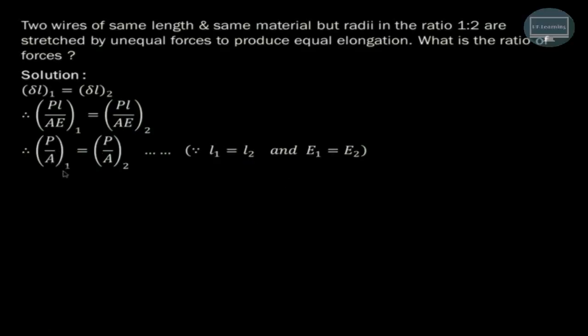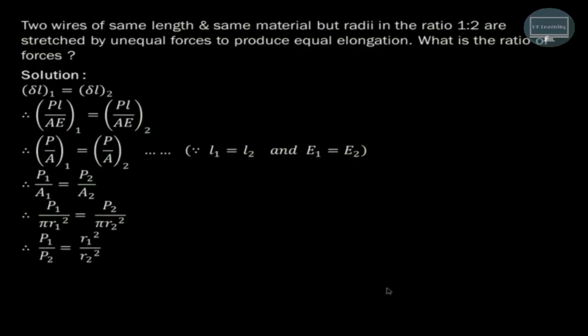So we are left with only P upon A for the first wire is equal to P upon A for the second wire. So P1 upon A1 is equal to P2 upon A2. Now the cross-sectional area of the wire is given by pi R1 square, and here also it will be pi R2 square, and we can cancel out this pi from both the sides. So it is P1 upon P2 is equal to R1 square divided by R2 square. Or we can say that P1 upon P2 is equal to (R1 upon R2) whole square.